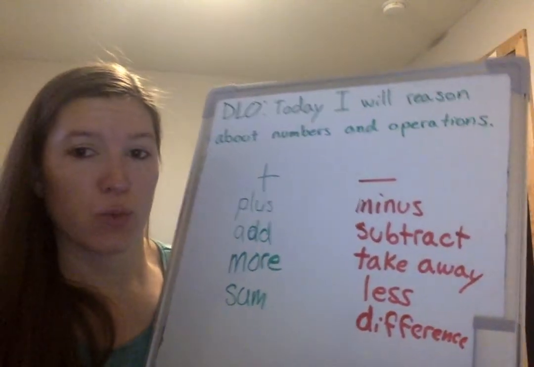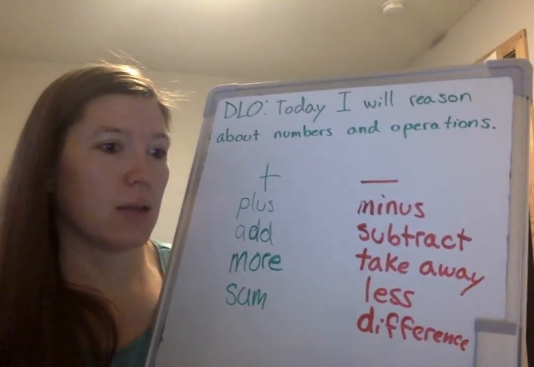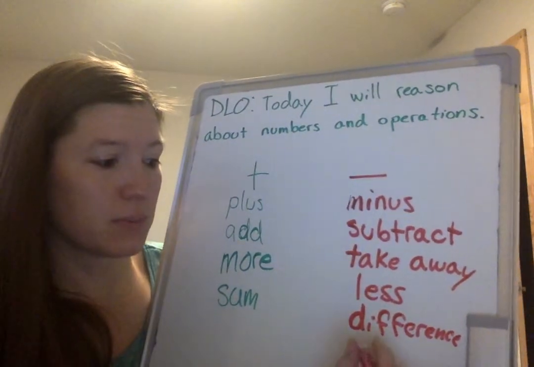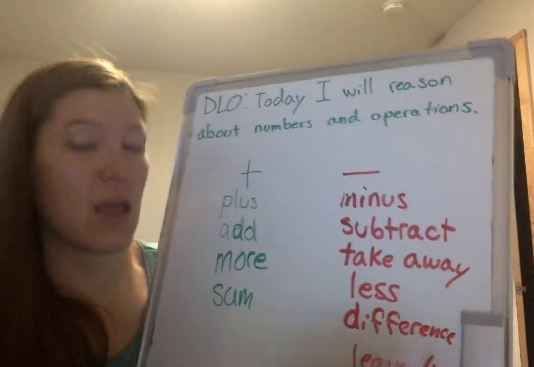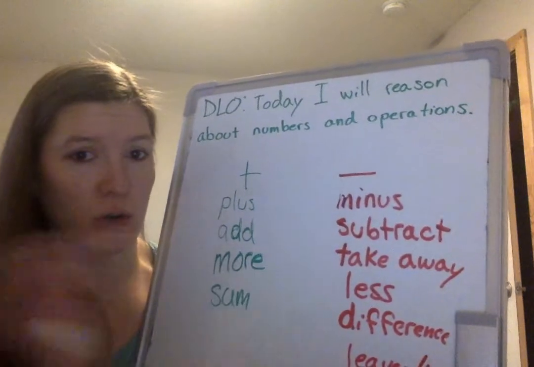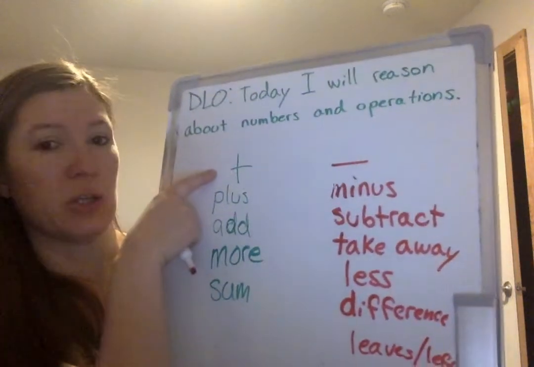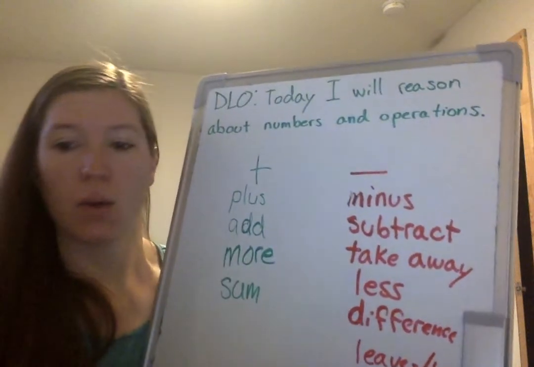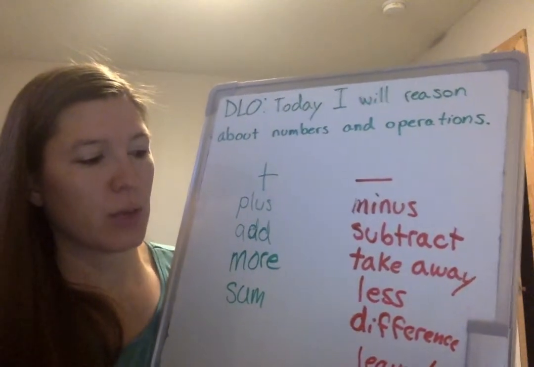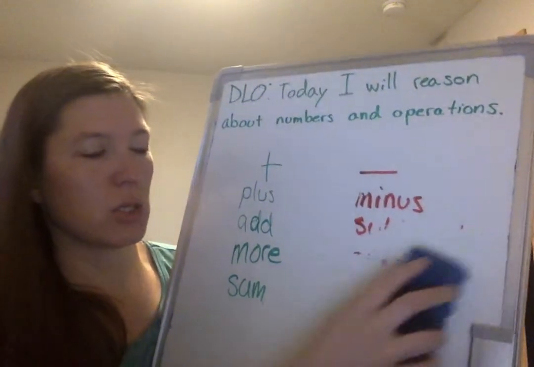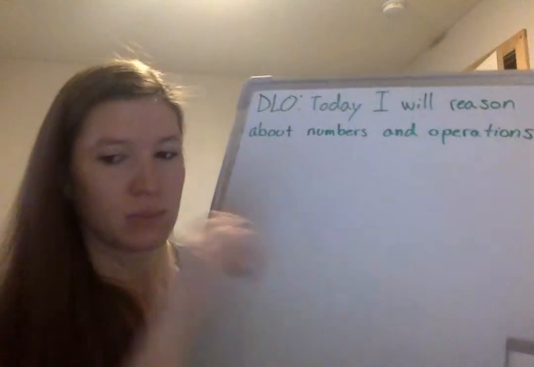Yesterday we learned a couple other vocabulary words that had to do with the problems. It said leaves, like left. Leaves or left, like the monkeys left the jungle. They're gone. They're not there anymore. Okay, so we've got the operation plus, the operation minus. Now I'm going to write some equations, and you are going to tell the story. So I'll start off with one example, and then it will be your turn.